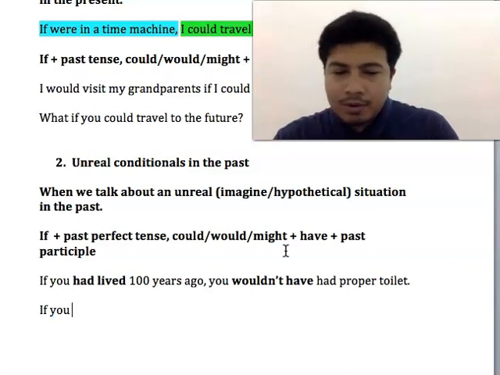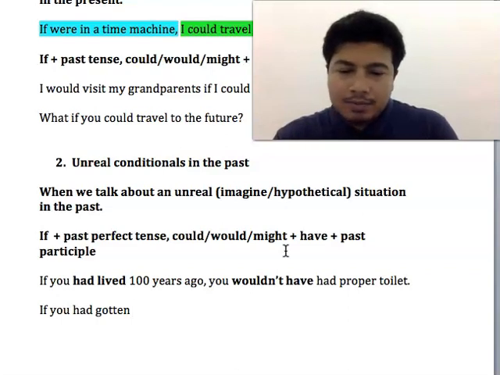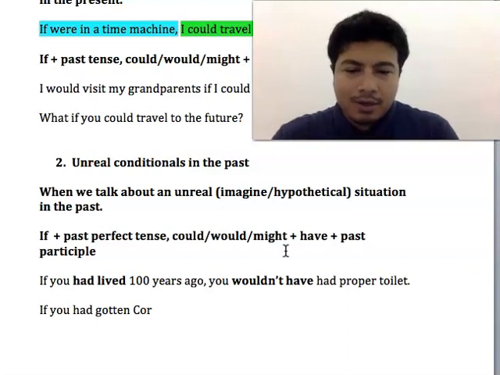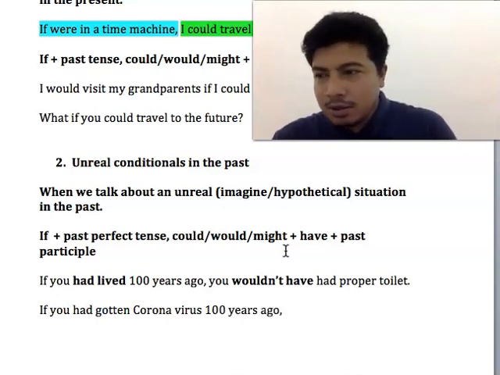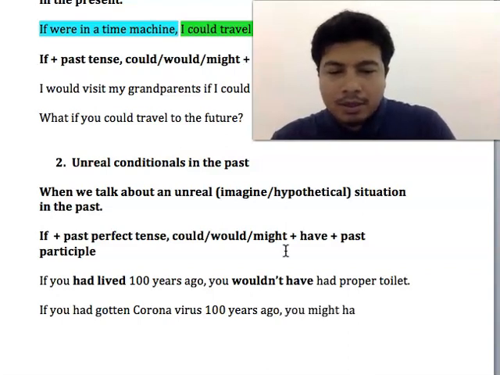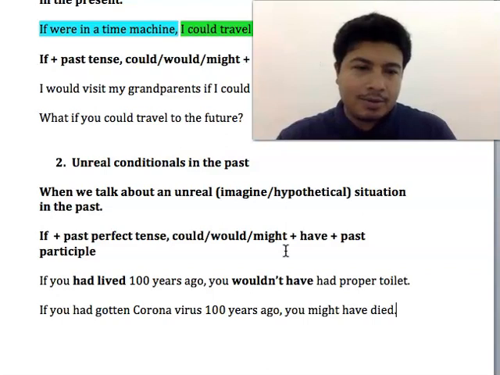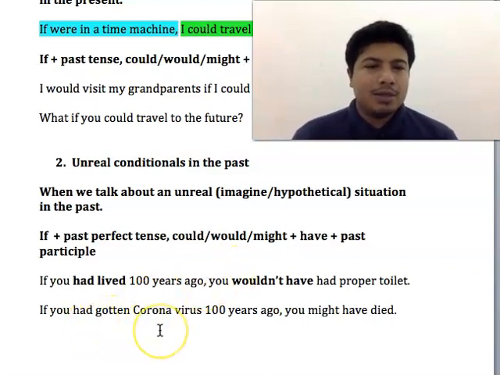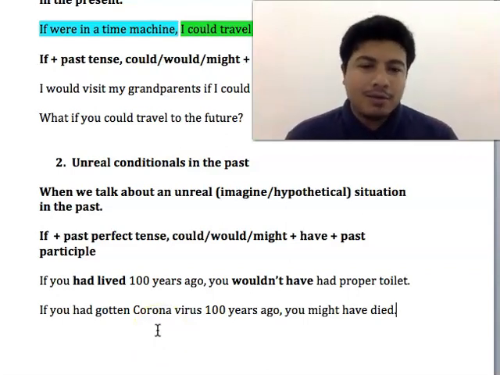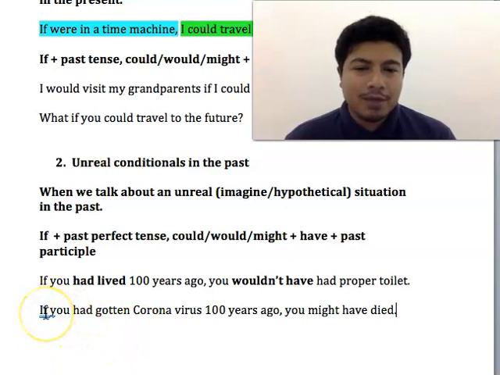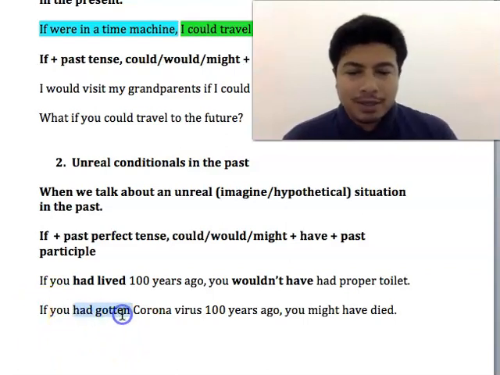If you had gotten coronavirus 100 years ago, you might have died. This never happened; it is just an imagined situation in the past. You imagine something to happen in the past. So we have if plus past perfect tense.